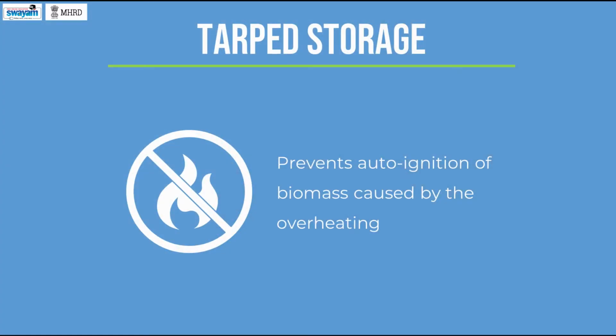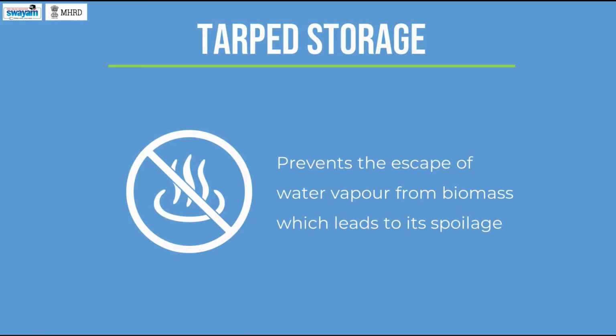Tarped storage can also prevent the auto ignition of biomass caused by the overheating of biomass when it is directly exposed to sunlight. One of the major disadvantages of this method is that the tarp used for covering will prevent the escape of water vapor from the biomass, and this water will remain in feedstock, which leads to spoilage of biomass. Permanent structure storage. Storing biomass in permanent structures can provide more protection than open or tarped storage system.